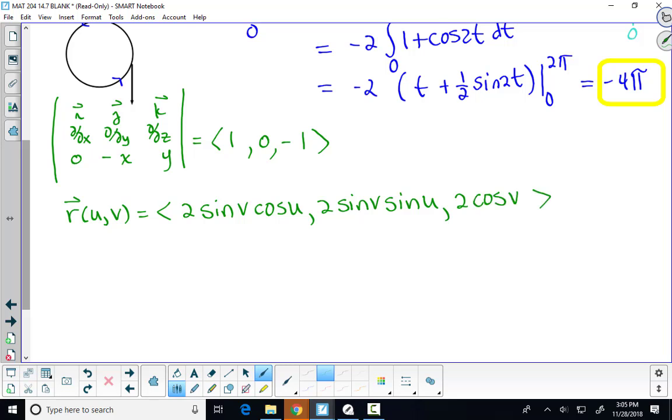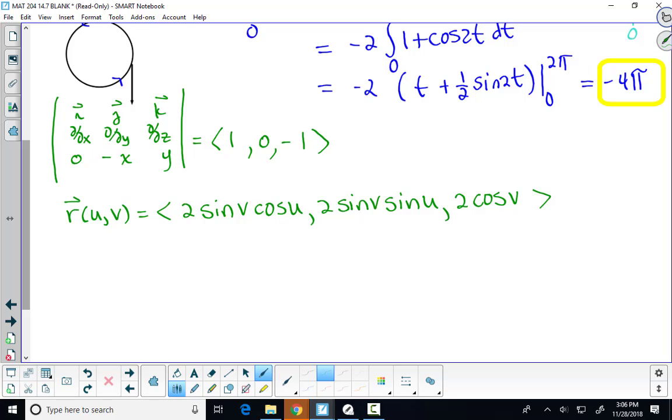Okay, there's our sphere parameterized ever so nicely. You didn't write 3. No, the radius is 2.